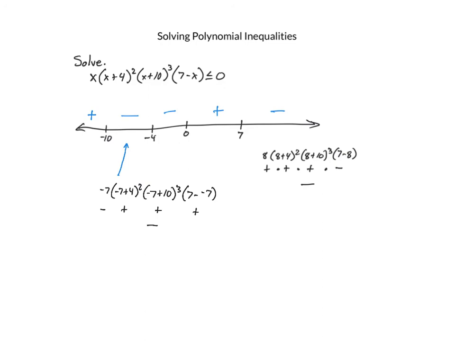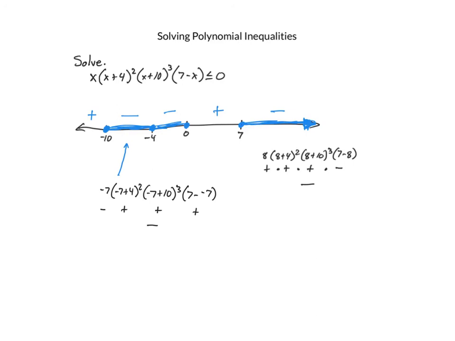Let's finish writing our solution to this problem. We were looking for where it's less than or equal to 0. That means we're going to include the numbers that make the product 0, which is -10, -4, 0, and 7. And we want the intervals where the product is negative, so -10 to -4, -4 to 0, and 7 to infinity.